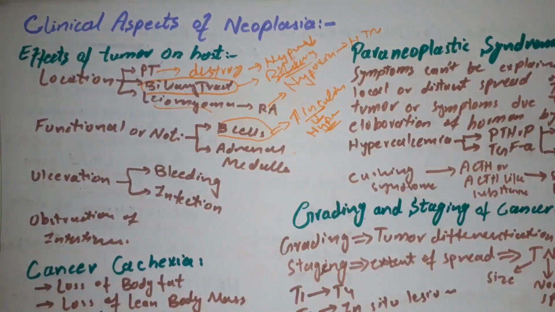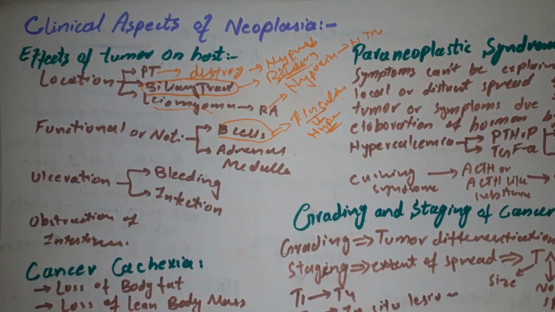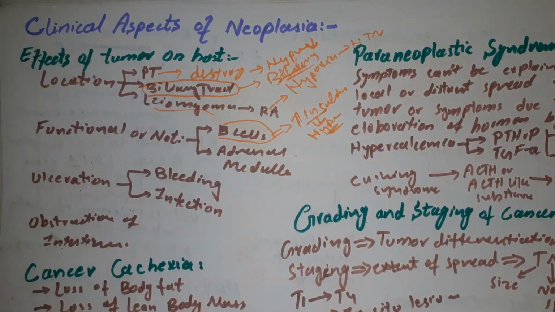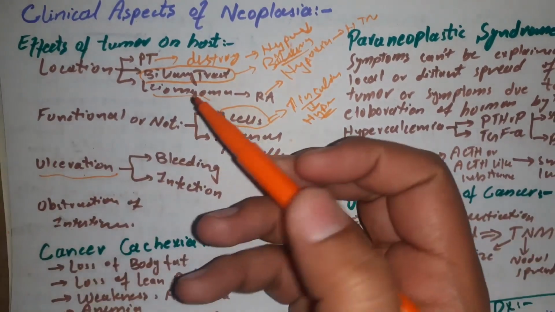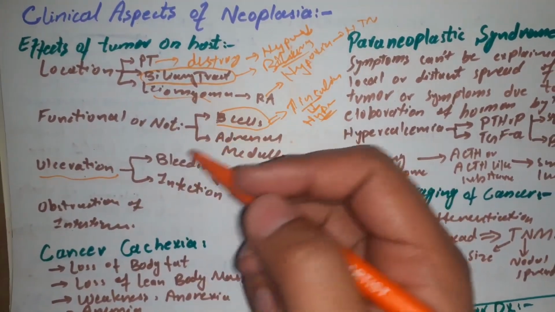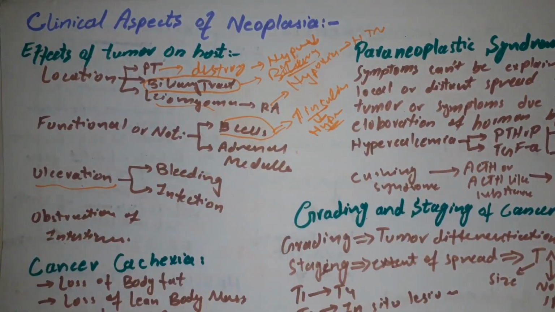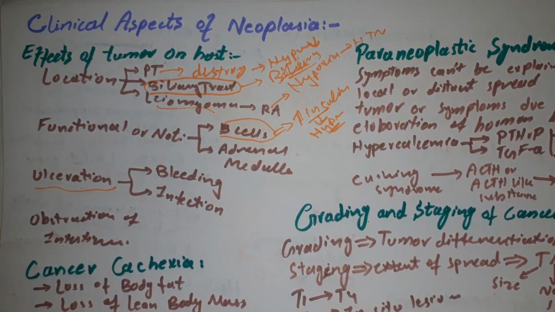A tumor of the adrenal medulla can lead to increased production of catecholamines, which can lead to palpitations, increased heart rate, tachycardia, hypertension, and so on. Moreover, it also depends upon whether the tumor has shown skin ulceration, which can lead to bleeding and infection, or not. And the tumors can also cause obstruction of the GI tract, which can lead to multiple GI related problems.